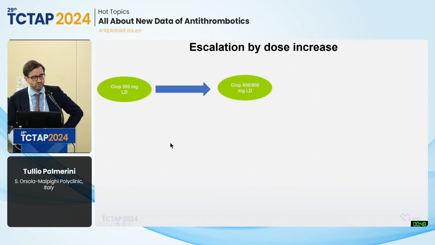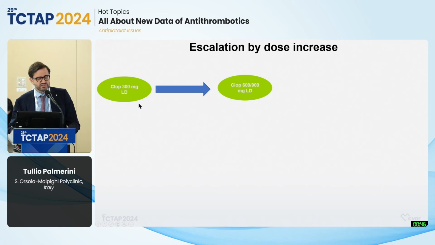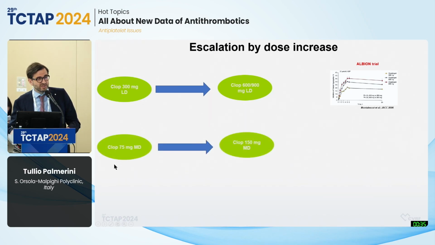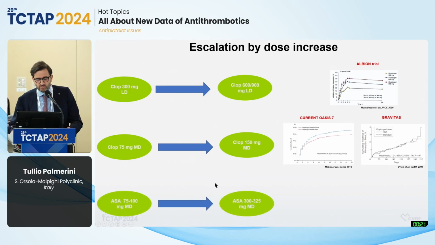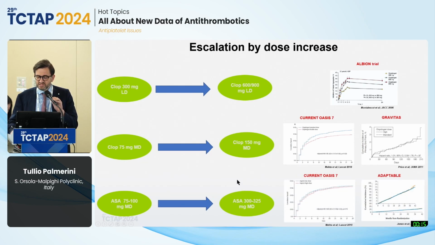Escalation by dose increase: we can increase the clopidogrel loading dose from 300 milligrams to 600 milligrams. We have the ALBION study, but this is a pharmacodynamic study, with no clinical events. We can increase the maintenance dose from 75 to 150. In CURRENT-OASIS 7 and GRAVITAS, there was a significant reduction in ischemic events in CURRENT-OASIS 7, but not in GRAVITAS. And we can increase the dose of aspirin from 75 to 300. We have 2 trials, CURRENT-OASIS 7 and ADAPTABLE, again with no significant difference between the 2 strategies.